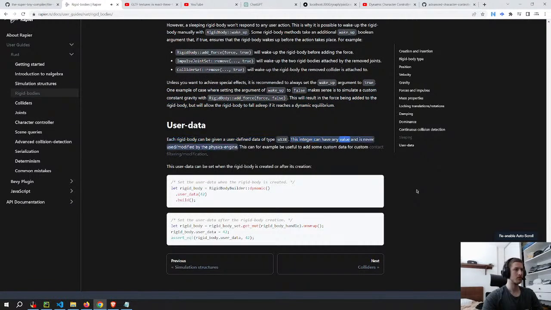Each rigid body can be given a user-defined data of type u128. This integer can have any value and is never used or modified by the physics engine. This can, for example, be useful to add some custom data for custom contact filtering or modification. This user data can be set when the rigid body is created.